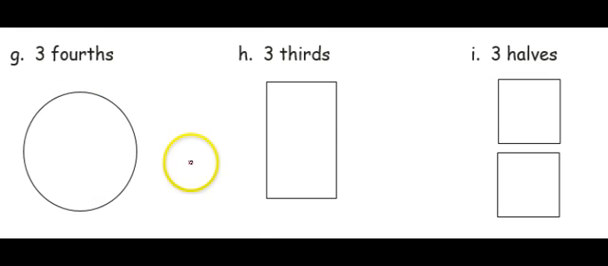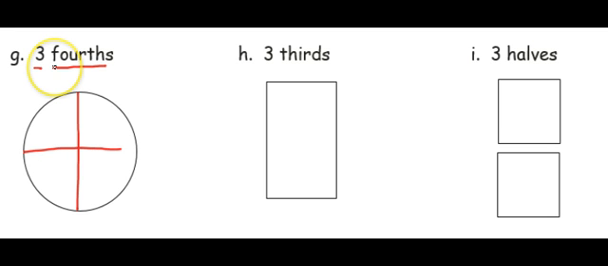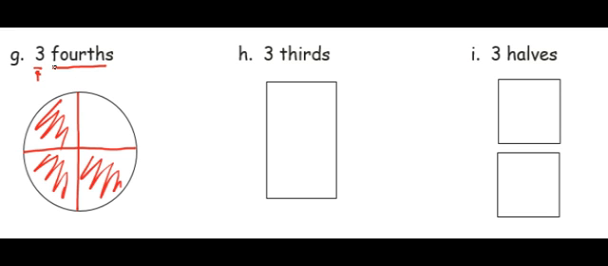In this section, I have labels above each shape. The word is telling me how to divide my shape. The number is telling me how many of those pieces to shade in. So for example, on the first shape, I need fourths. So I'm going to divide the shape into 4 equal pieces. The 3 tells me to shade in 3 of the 4 pieces. So I would shade in 1, 2, 3 pieces. So I divided the circle into fourths, and I shaded in 3 of those pieces to show 3/4.